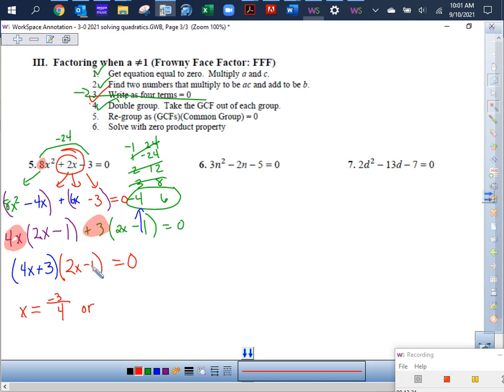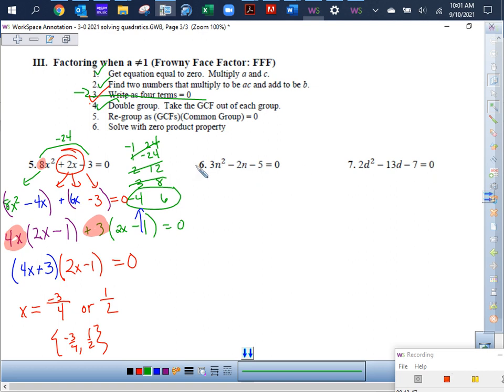So we do that again. Opposite of this guy over that guy. That's going to be a positive 1/2. And there's your solution set. So negative 3/4 and 1/2 go in there. Yikes, what a lot of work.